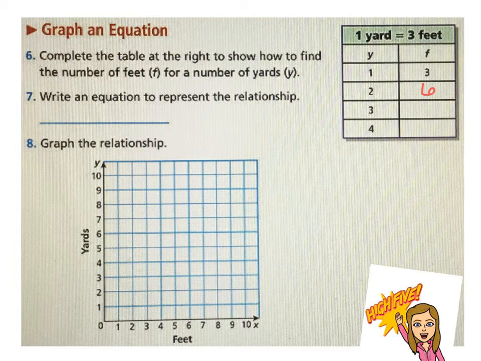Then if 1 yard is 3 feet and we have 3 yards next in the table, that would mean doing 3 times 3 to get 9 feet. And then finally 4 times 3 to get 12. So essentially the rule here was taking Y times 3 to equal the feet, or F. Another way to write this would be to put the F on the left side and write it as 3y, because remember that means still 3 times y.